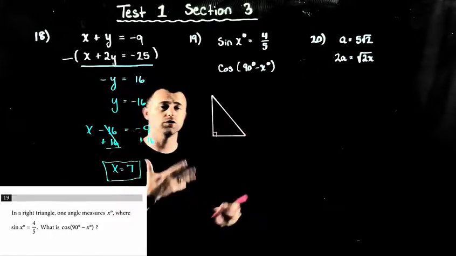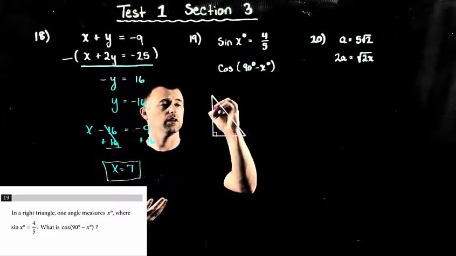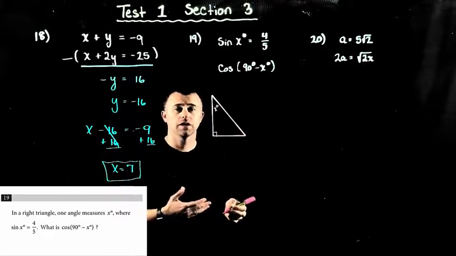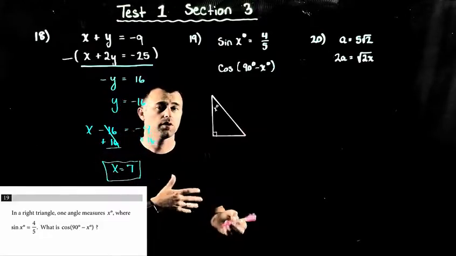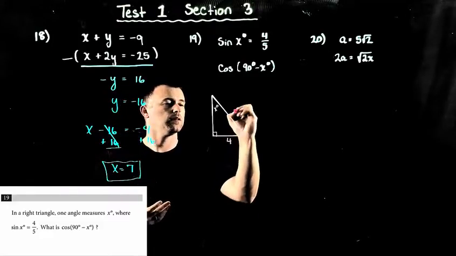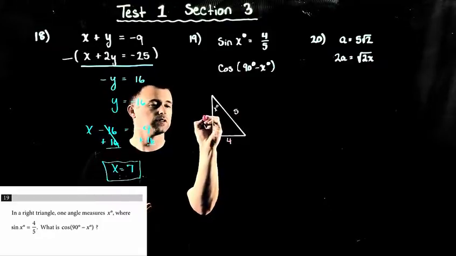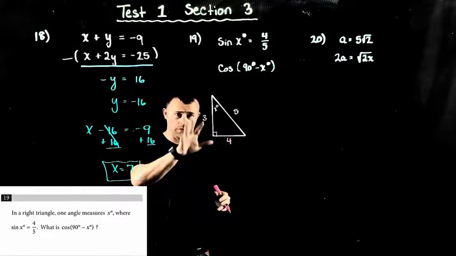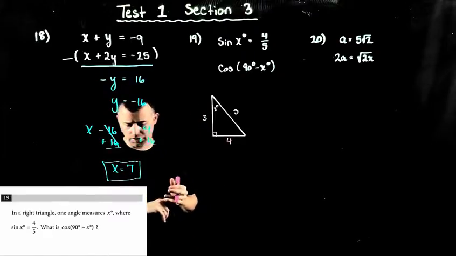Now what you need to do is put an angle in here and call it x. I'm going to call this angle x, and that means the opposite and the hypotenuse are going to be 4 and 5. So I'm going to go 4 and 5. So that actually means this side is 3. As you can see, this triangle is not drawn to scale, but that's okay. So there's my triangle. Now they want the cosine of 90 minus x.